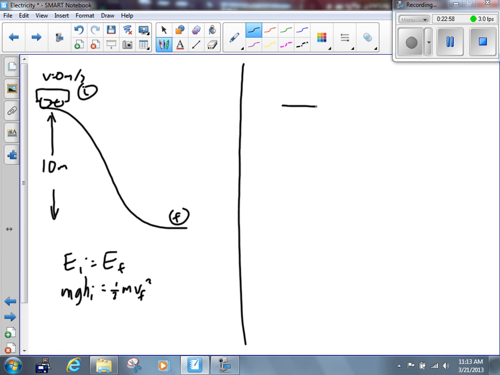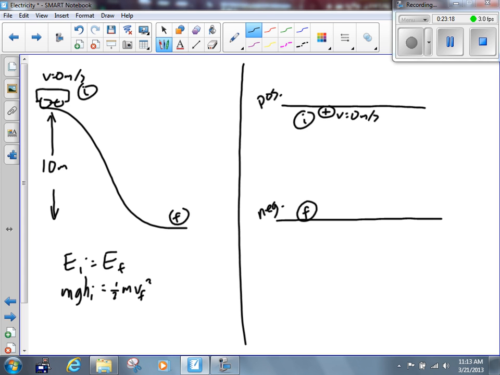Well, let's now take two parallel plates. Let's say the top plate is positively charged and the bottom plate is negatively charged. And let's say we've got a positive charge right at the top plate with a speed of 0 meters per second. It's going to go down here to the final position at the negative plate. We're going to analyze this question in the same way as we just analyzed the last question. We're going to say EI is equal to EF.